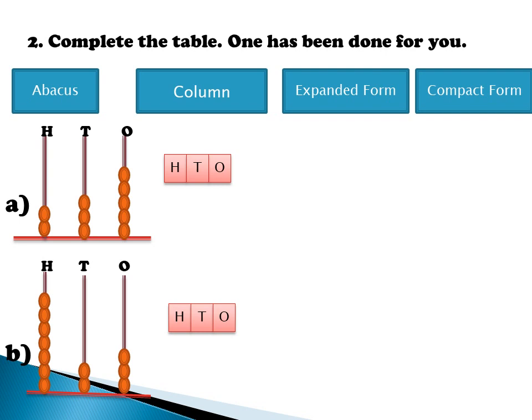Students, here they have given us the table, and inside the table in the first column they have given us the abacus. In the second column they have given us hundreds, tens, ones, in the third column they have given us expanded form, and in the last column there is compact form. In the first column, abacus, we will count the beads and mention it in the columns, that is in hundreds place, tens place and ones place, and then we shall make these numbers into expanded form and then the compact form.